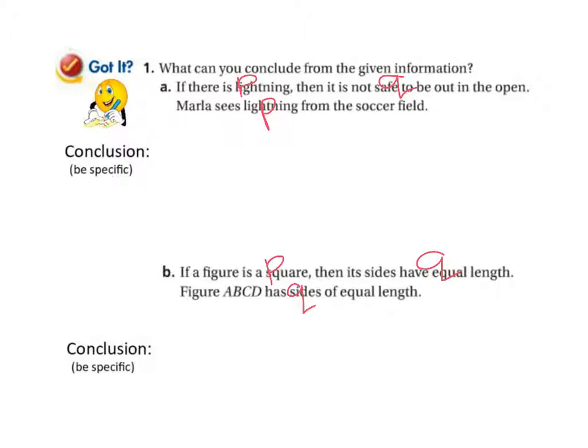All right, on this first one, I can see that it went if P then Q, and it came back with P. That's what it's supposed to do. So then my conclusion on that would be that Marla, being specific in my conclusion, Marla is not safe out in the open.